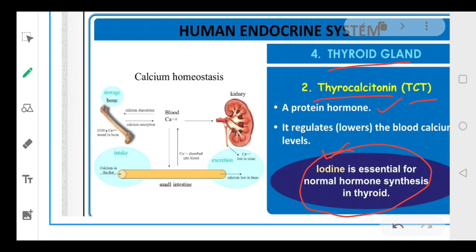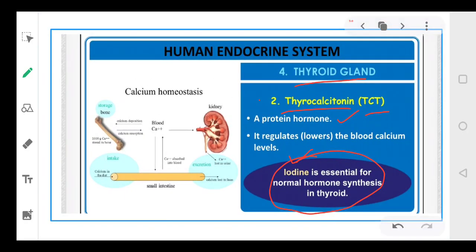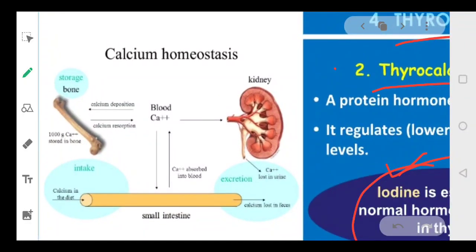Now, this particular hormone regulates your blood calcium levels. The amount of calcium which is present in our blood is controlled by your thyrocalcitonin, that is your TCT. Now let's understand the mechanism, the process by which this blood calcium level is regulated. Now dear students, I'm highlighting this.